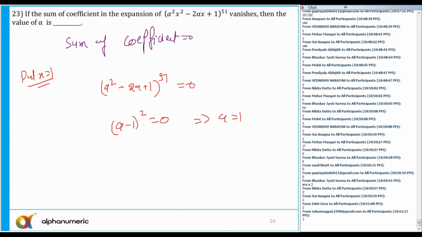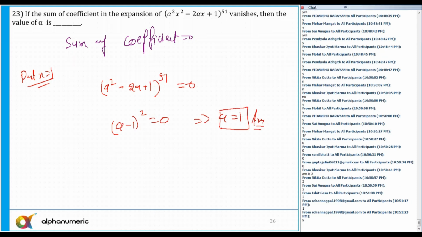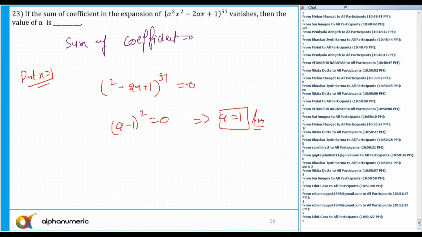Is that clear to all of you? I think it's not a, but it is alpha. Let me represent it by alpha. Alpha square minus 2 alpha plus 1. So I'll get alpha minus 1 whole square equal to 0. Power 51 is redundant. So alpha is definitely 1. Can I move to the next question?